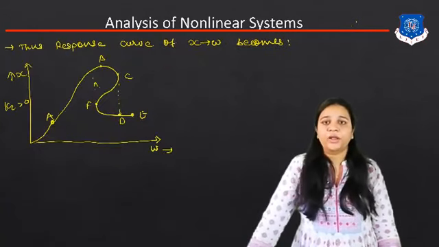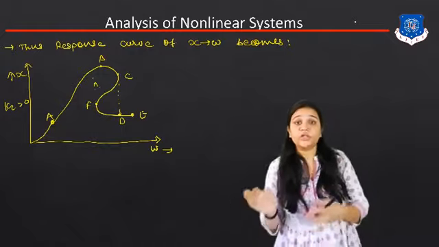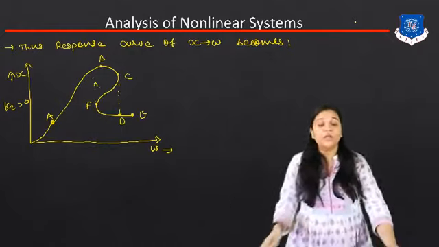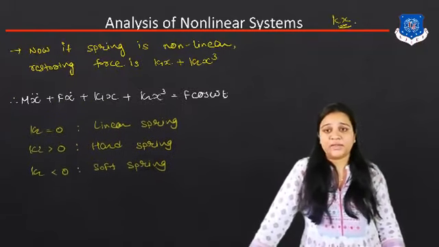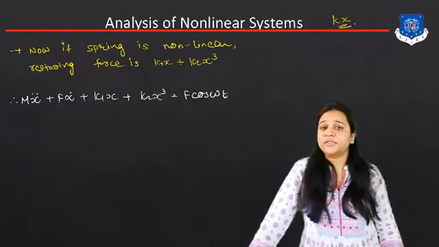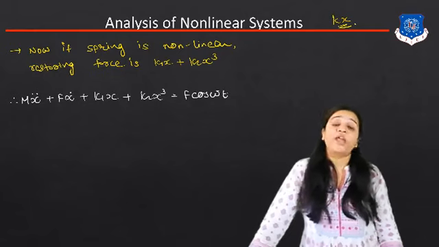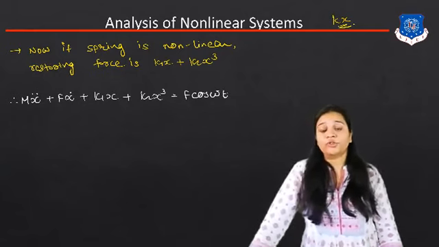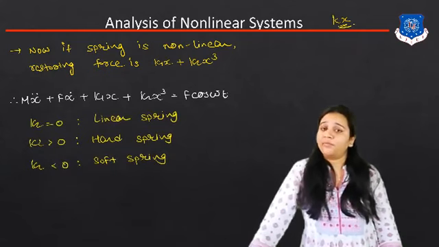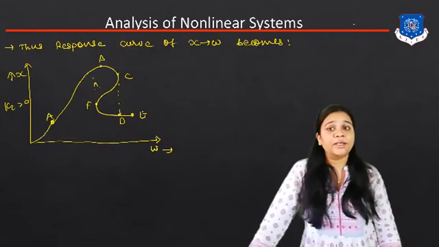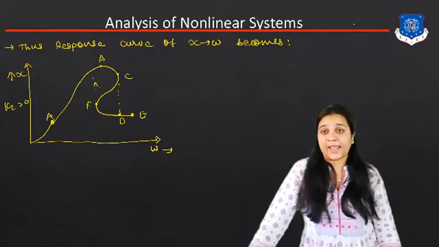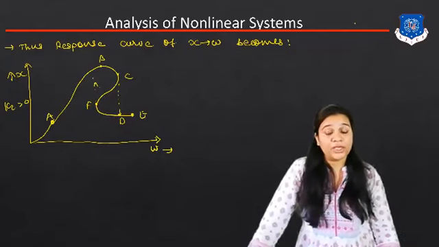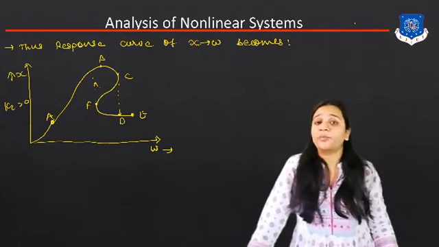Clear? Now the response curve for x versus omega will become... So we have to find out the differential equation. This is my differential equation. Now if we change the applied force or the input force, the value of omega will change. So we draw the graph of omega versus x where the spring has K2 greater than 0. Here we can get this type of response.